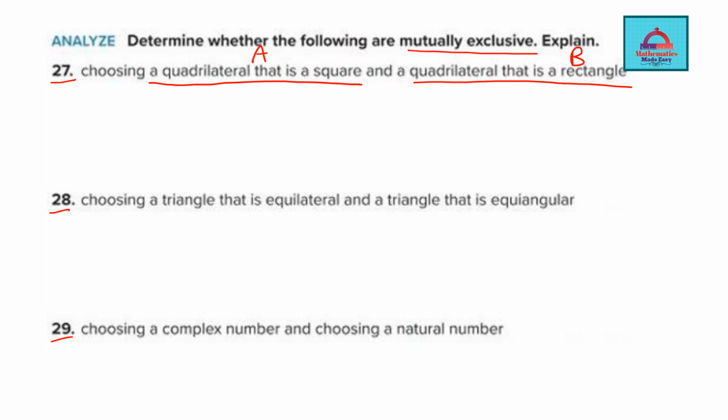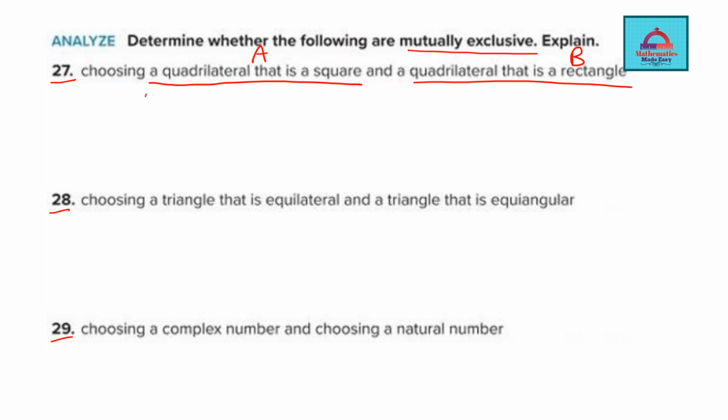Now I want you to think, are these mutually exclusive or not? That is, do they have any common outcome? Now a quadrilateral that is a square, can it be a rectangle also? Definitely yes. And the reason is because all squares are rectangles, but all rectangles are not square. So therefore, both of these events A and B do have common outcome.